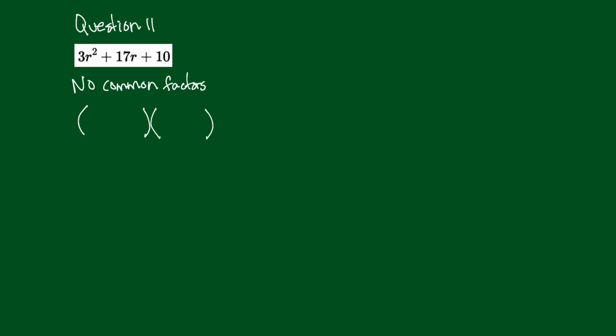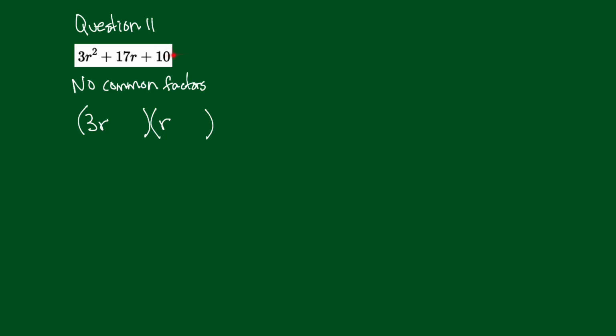Now, what about this 3r squared? Well, I got an r squared, so I know I'm going to have an r here and an r here. There's only one way to get a 3. That's a 3 and a 1. So I'm going to write this as 3r and r, or if you like, you could write r and 3r.